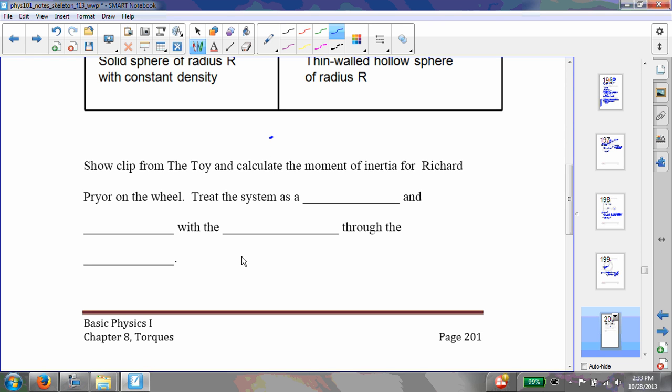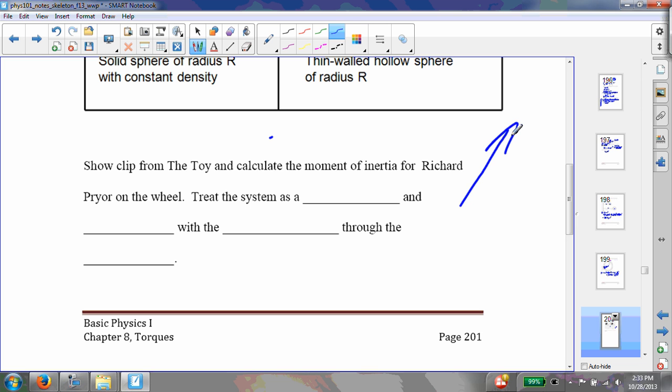I have a little clip here. This is from The Toy, which is a movie from the 1980s with Richard Pryor. And in the clip, he rotates on the Wonder Wheel, which is this wheel that you can attach yourself to. And we're going to treat this as two different shapes. I want you to think about, as you're watching it, what are the two different shapes in this table that we just looked at that we can treat each object as, and then figure out what is the total moments of inertia. So let's go ahead and watch the clip. You'll watch the whole clip, but it's only a couple minutes long. You can watch it here.